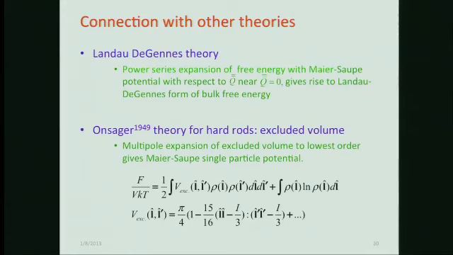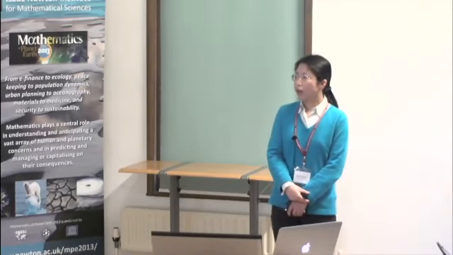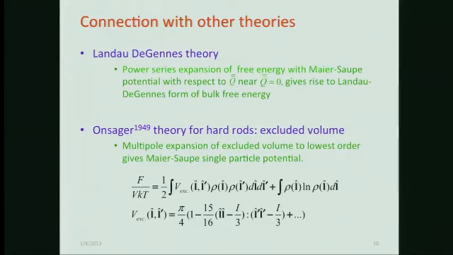There is a connection between Landau-de Gennes and Maier-Saupe. If we do a power series expansion of the Maier-Saupe potential with respect to Q near the transition, near Q equals 0, you can recover the Landau-de Gennes form of the bulk free energy. But in the Landau-de Gennes energy, I just want to remark that the Q there is not really related to any physical parameters.